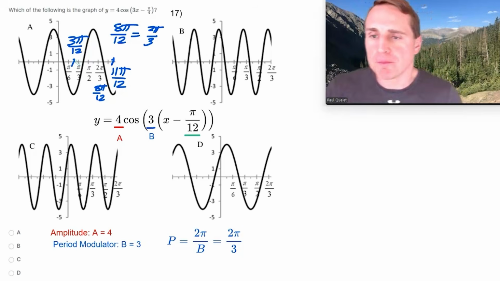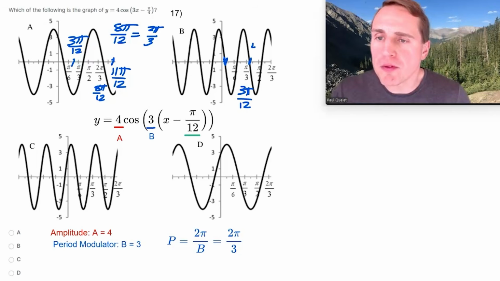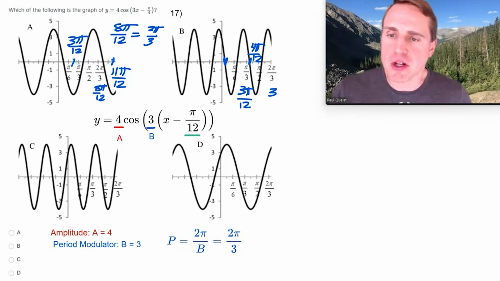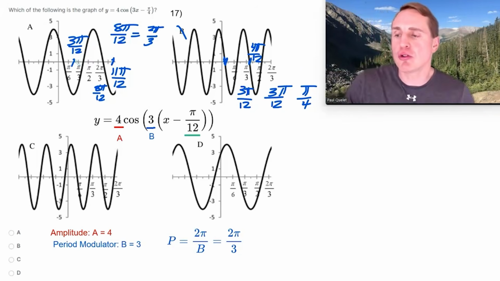Let's look at this one. So if we go from here, which is pi over 12, to here, now this is pi over 3, that's the same thing as 3 pi over 12, and this right here would be 4 pi over 12. Now if this is pi over 12 to 4 pi over 12, then that's going to be 3 pi over 12, which is a period of pi over 4. So that's not correct. So B has too high of a frequency, too short of a period.